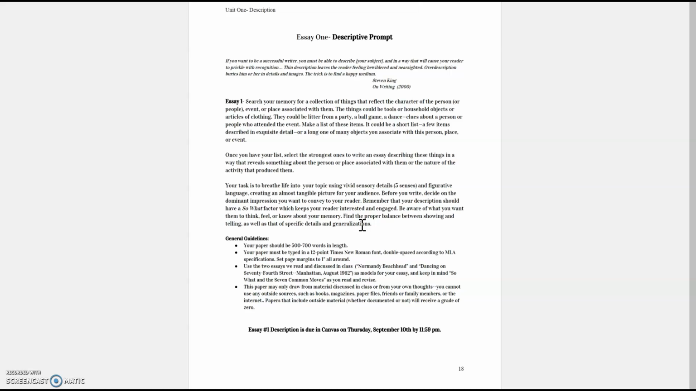So, the prompt for descriptive essay number one was for you to search your memory, starting with a person, place, or event that is very significant to you. It can be a person that's either dead or alive that is meaningful, a place, like maybe a place that you've vacationed before that's really memorable in your mind, or an event, maybe like an important game or something that you attended, a concert, something like that.